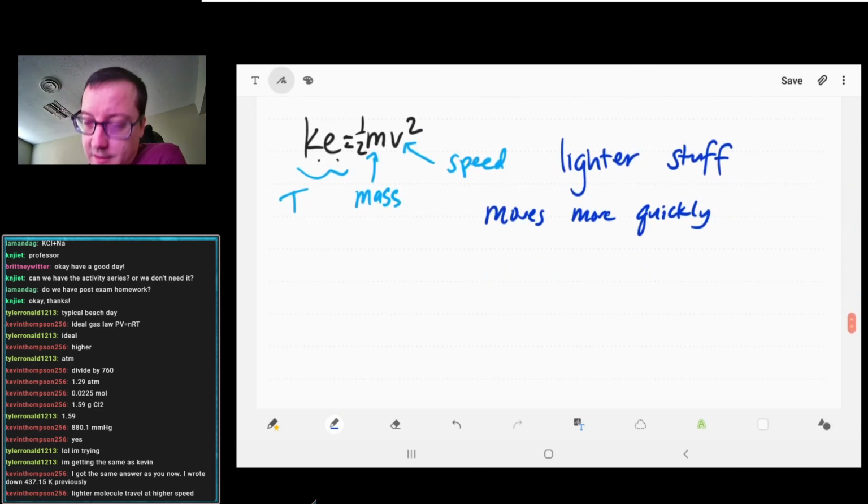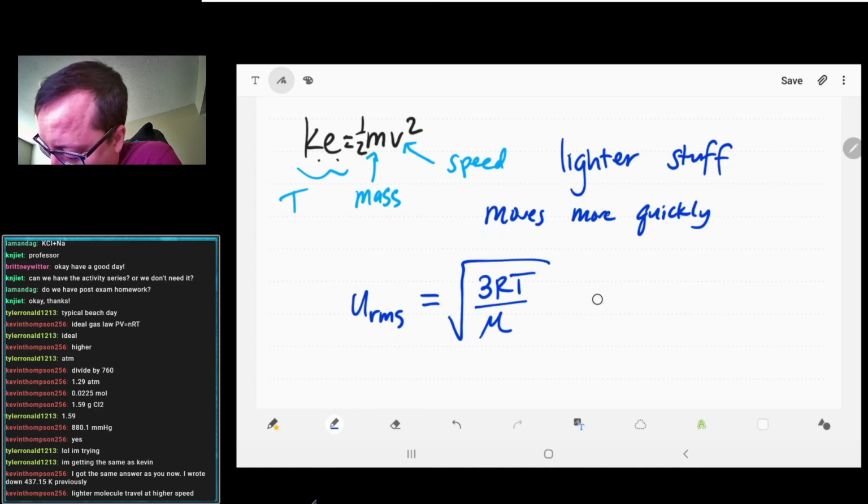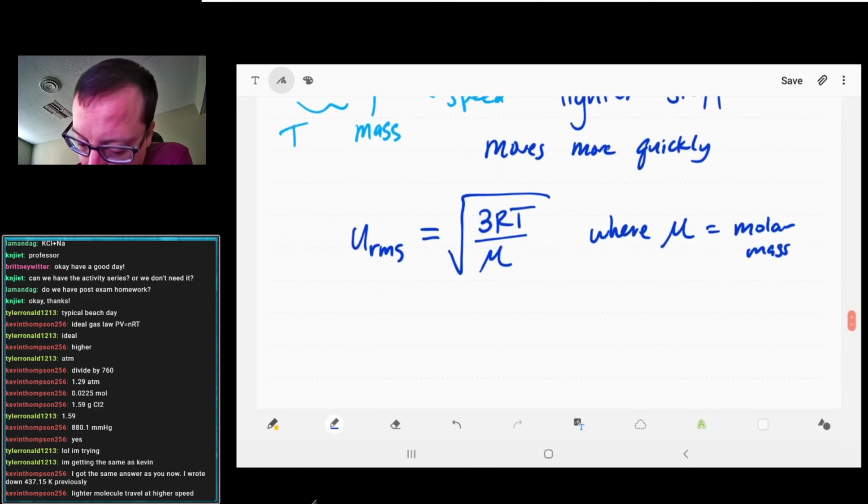Okay. So, looking at this, we're going to see the root mean square speed. I think it's, yes, where M is your molar mass. Fancy M.